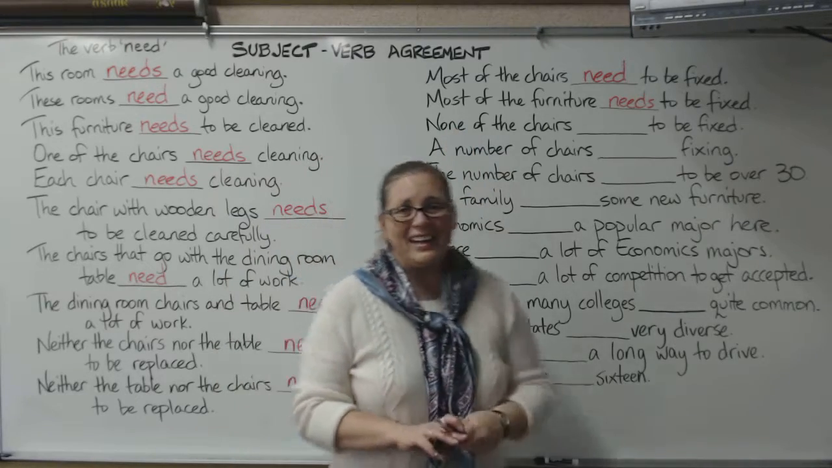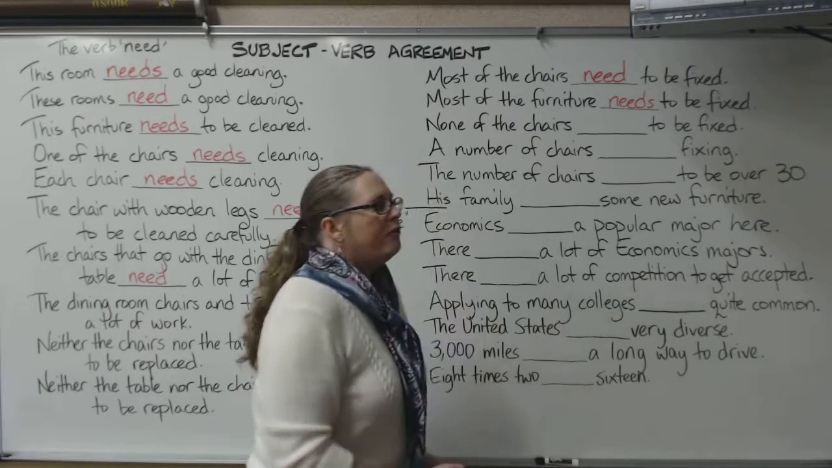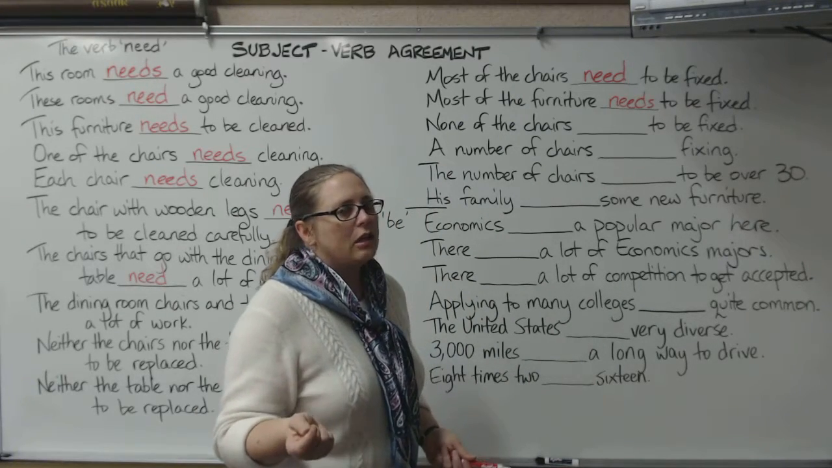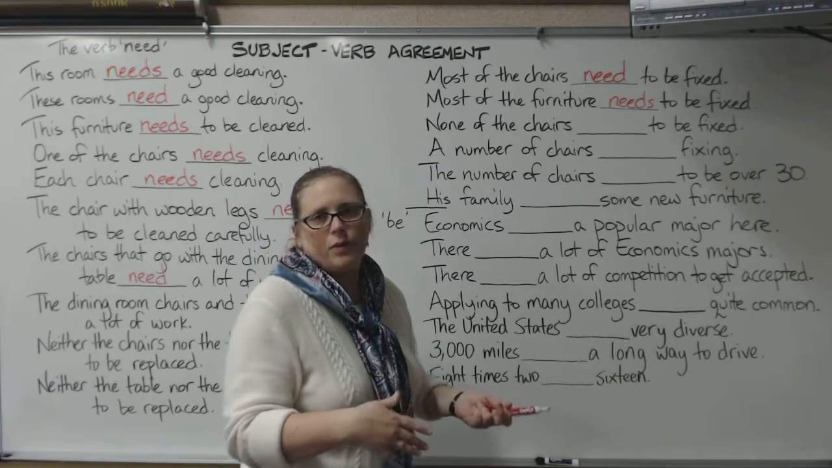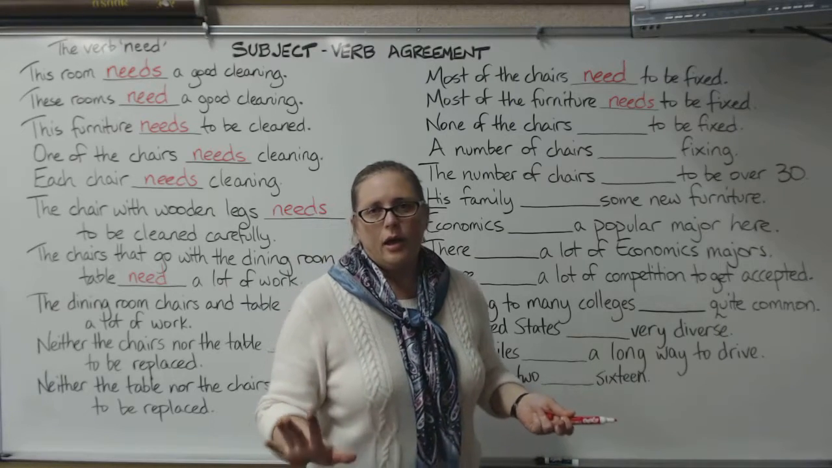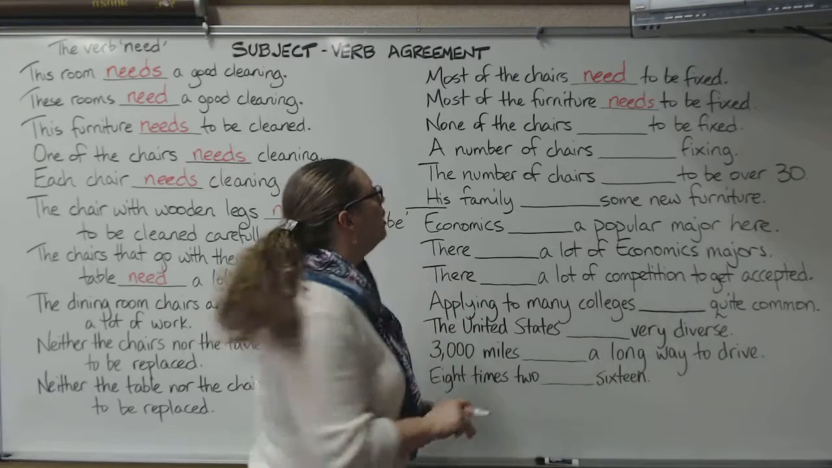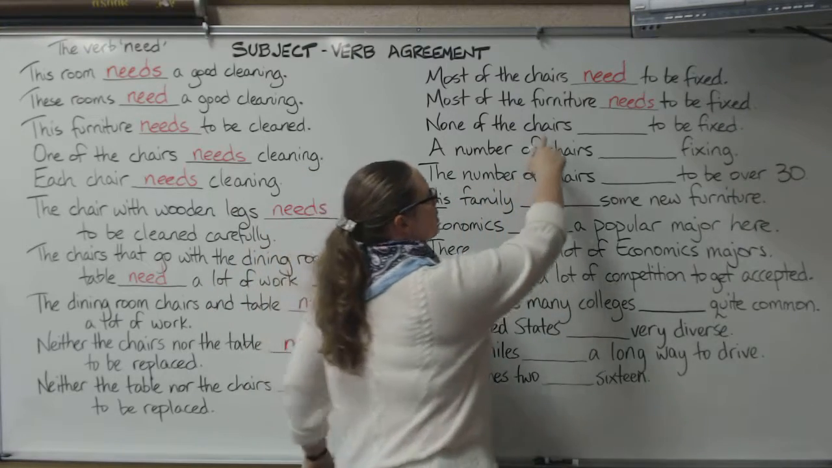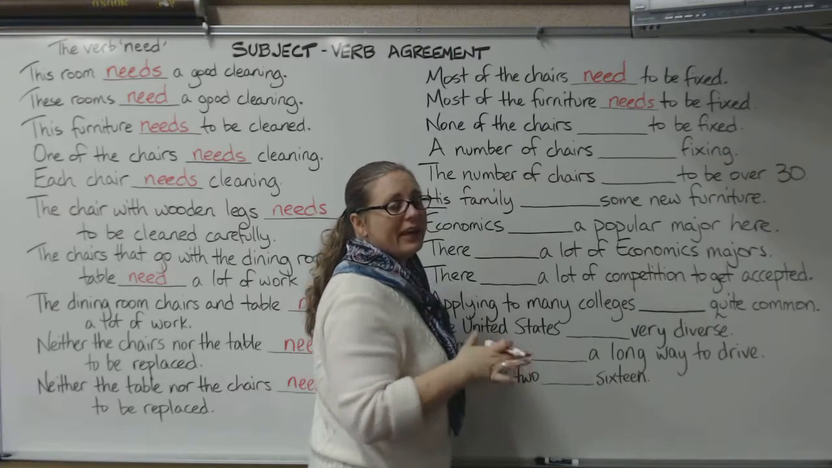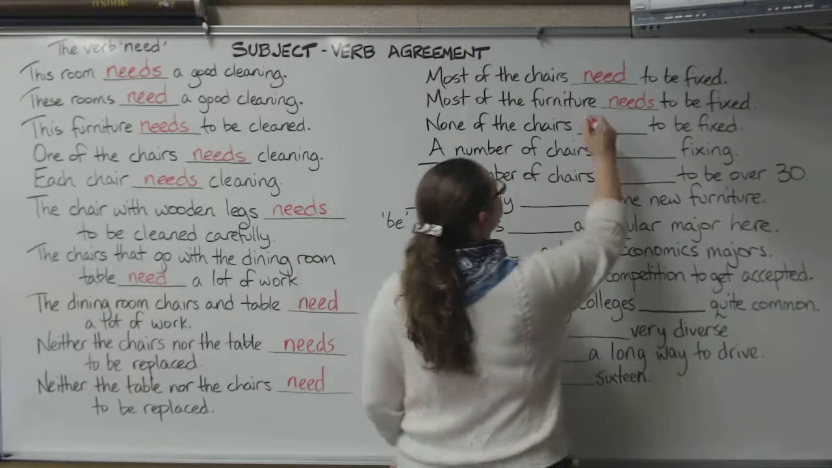None, again, a little tricky, just like the neither nor. Formal English would dictate a singular subject-verb agreement. But in reality, both singular and plural are accepted today. So, none of the chairs. This is plural. You may want to go with the plural. But again, both options are possible.